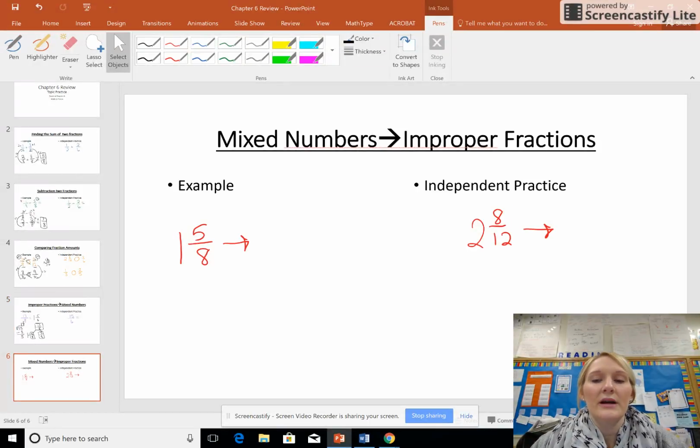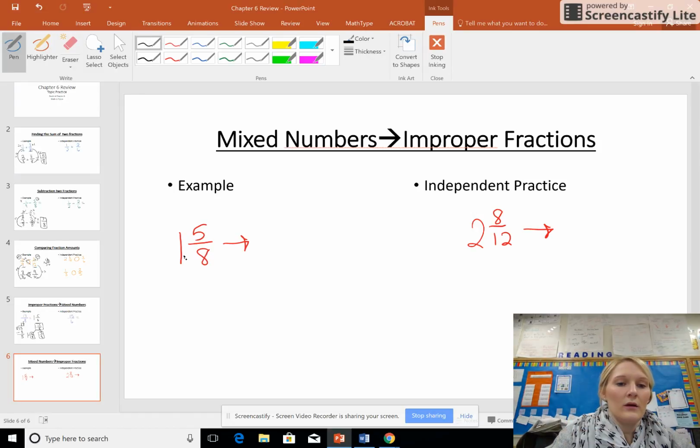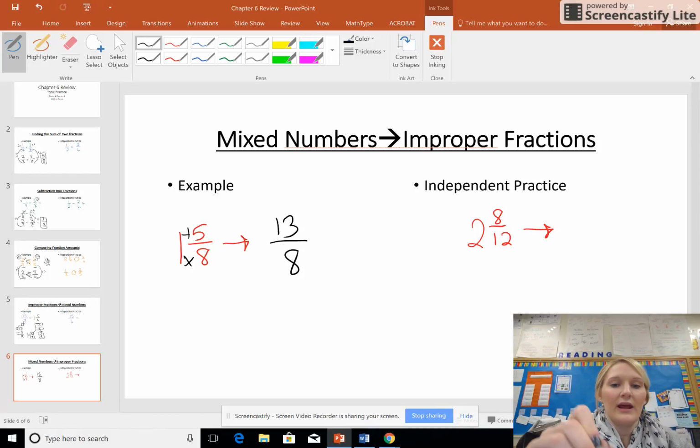Last review, mixed numbers to improper fractions. A couple of different ways that we reviewed this one. I'm going to show you the trick that we used. When we take a mixed number, we're going to multiply the denominator by the whole, and then add on to the numerator. So 8 times 1 will give me 8. 8 plus 5 more will give me 13, which will give me 13/8. Go ahead and pause the video to try the independent practice.